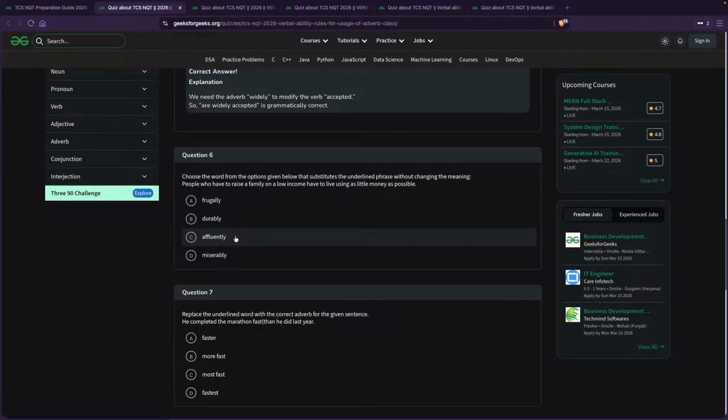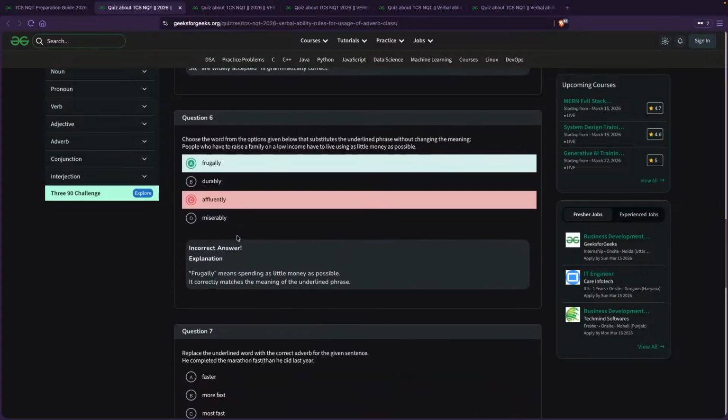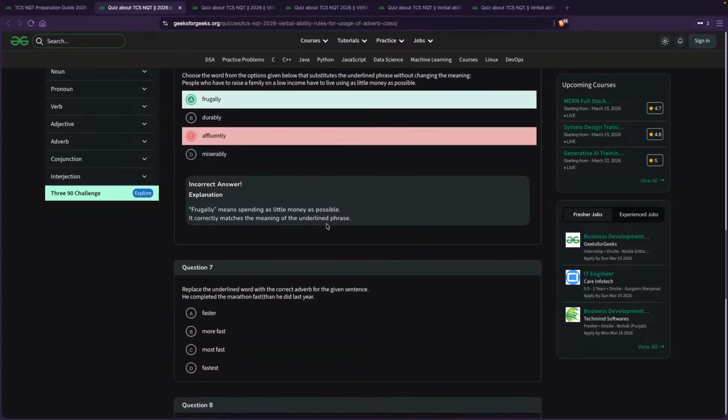Affluently, I guess. Frugally means spending as little as possible. The meaning of frugally, I don't know the meaning of that.